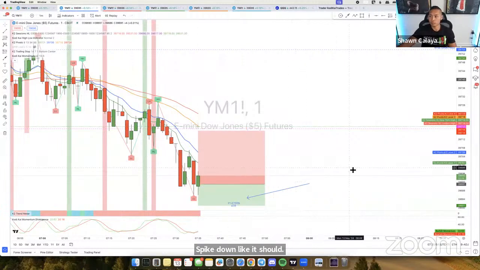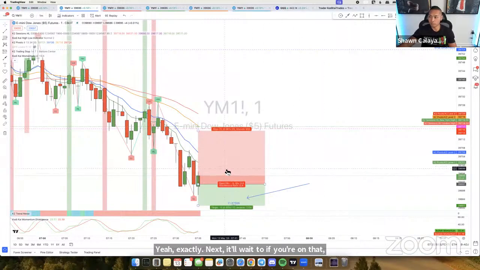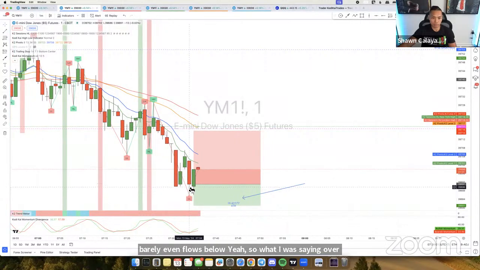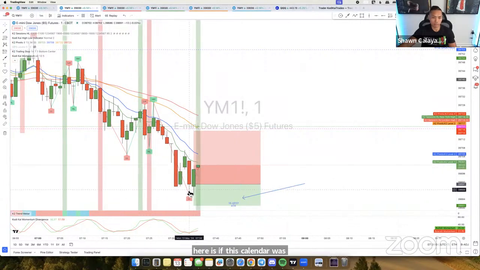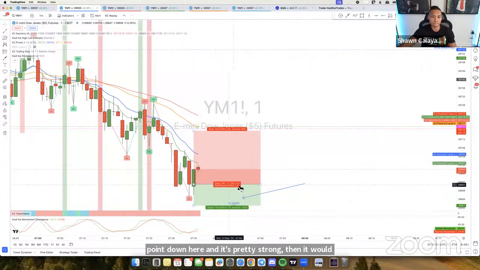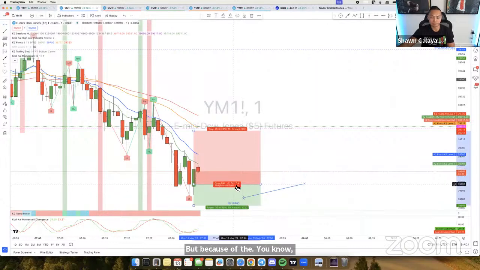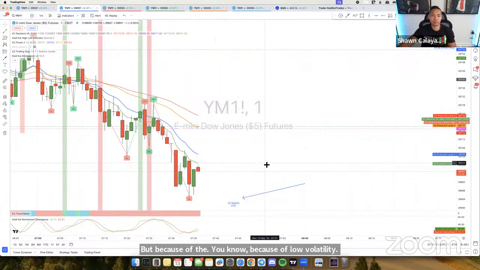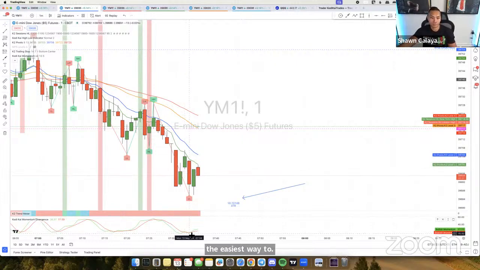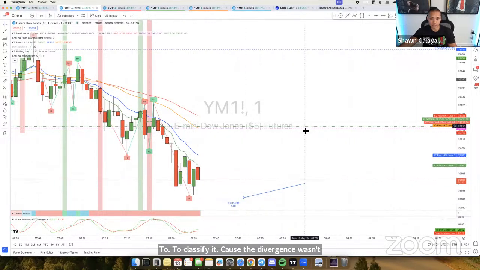Yeah, exactly. Nick said way too iffy on that divergence, barely even closed below. So what I was saying is if this candle was to close below, at some point down here, and it was pretty strong, then it would have been good. But because of the low volatility, you're getting a half-baked divergence, right? That's probably the easiest way to classify it, because the divergence wasn't strong enough. It would have to be something like this where it spreads out and it's pretty clear.